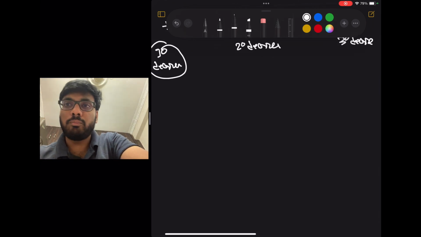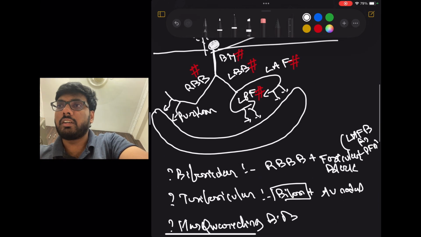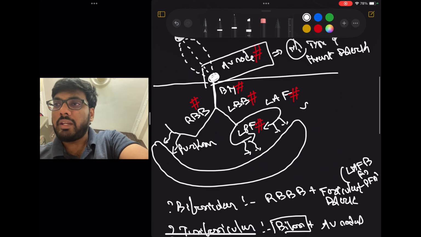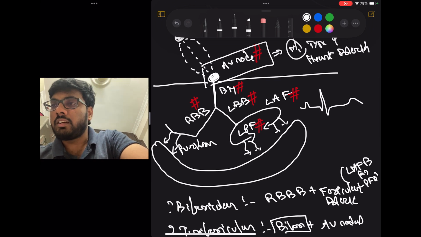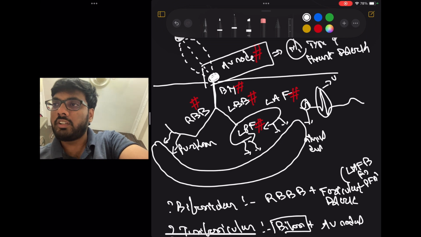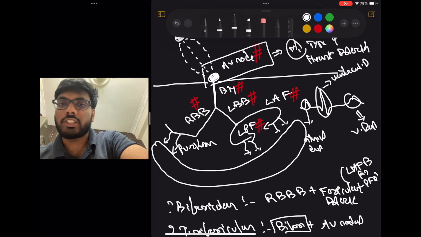Where is the actual problem? Remember, we know that in ECGs we have the P wave, then the PR segment, then the QRS complex, and the T wave, right? The P wave suggests atrial depolarization. The QRS is suggestive of ventricular depolarization. The T wave is suggestive of ventricular repolarization, correct?